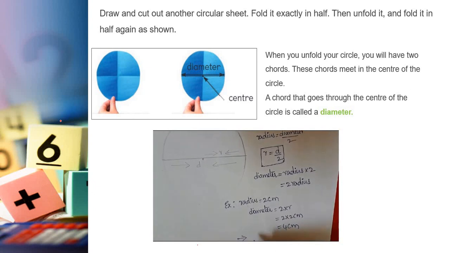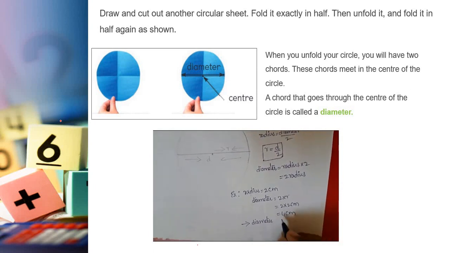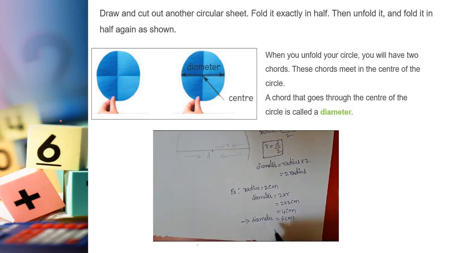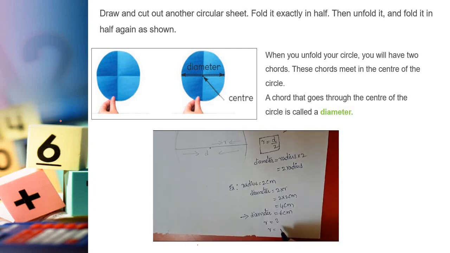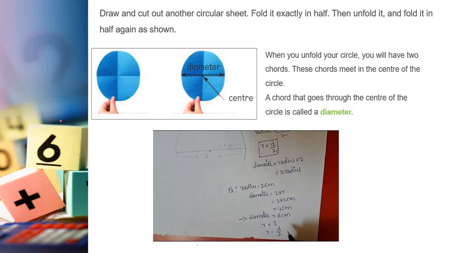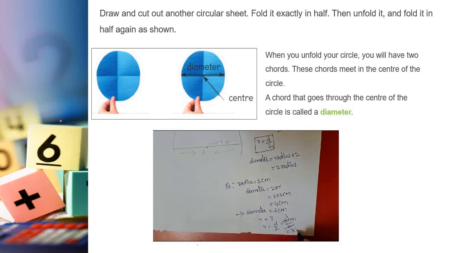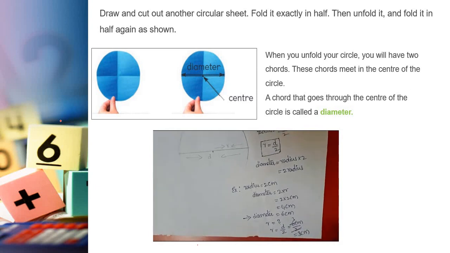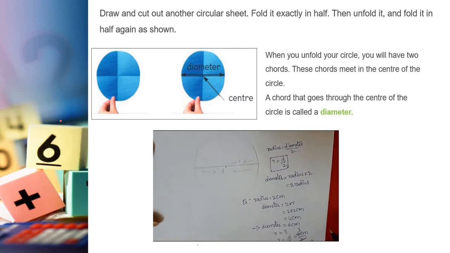In the same way, diameter is equal to 6 centimeters. To find the radius, what is the formula? Diameter by 2. 6 centimeters by 2 is equal to 3 centimeters, 2 3s are 6. In this way, you have to find radius and diameter. Is it clear, children?